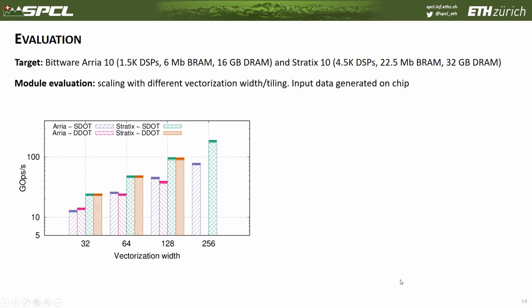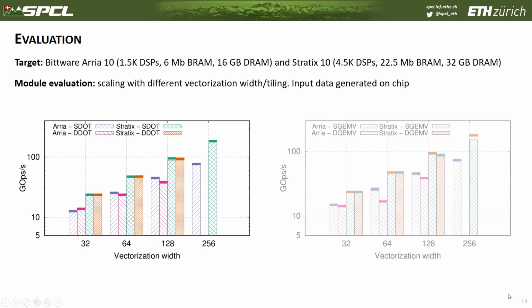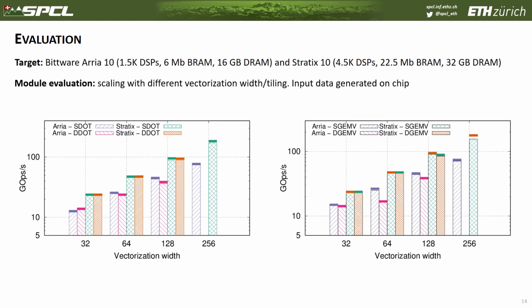This is because these devices have single precision hardened floating point units. Therefore, single precision operations are directly implemented on hardware. When we use double precision, the operations must be emulated in hardware, and this usually requires 4 times the resources that are needed for the equivalent single precision module. This is why we were not able to scale the double precision routines up to 256 vectorization width. For GEMV, we have similar results, and again the performance increases accordingly to the vectorization width.